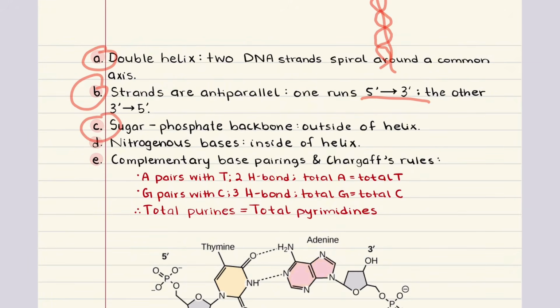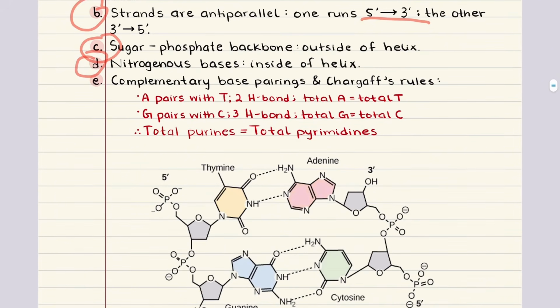Third, the sugar phosphate backbone of each strand is on the outside of the helix. It forms the sides of the ladder and provides that structural support. Then on the inside, this leads us to the fourth point. Nitrogenous bases stick inward like the rungs of a ladder. And these are what actually interact across the two strands. And that brings us to base pairing.